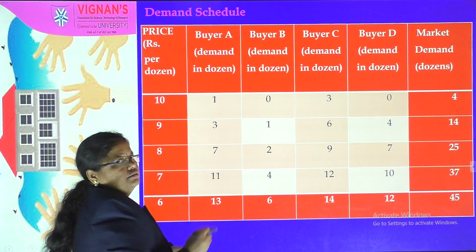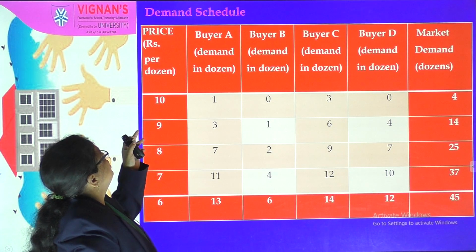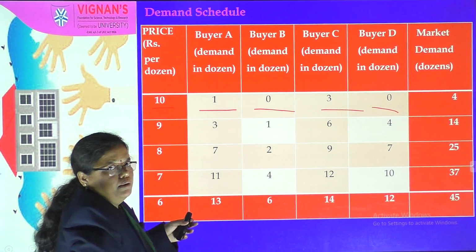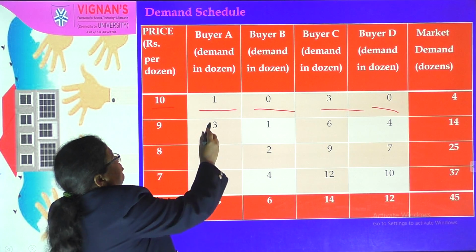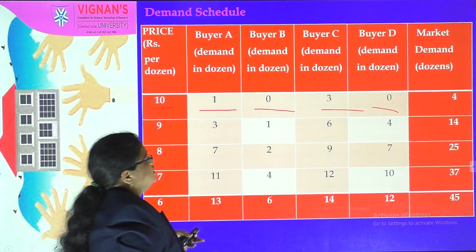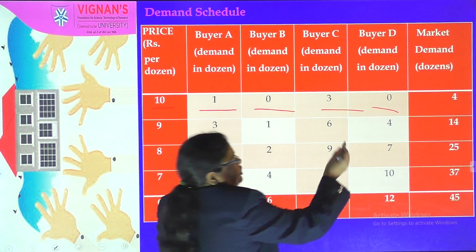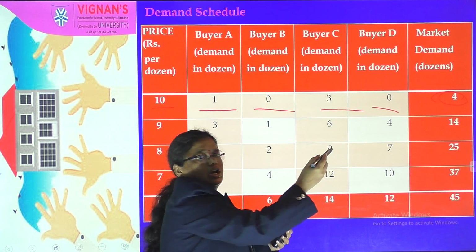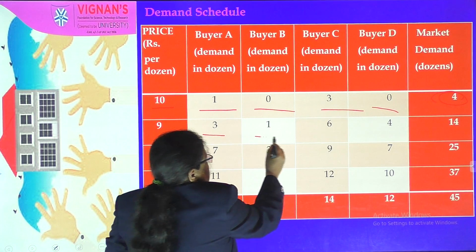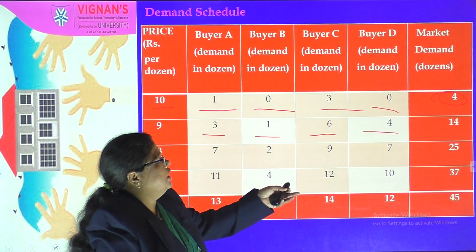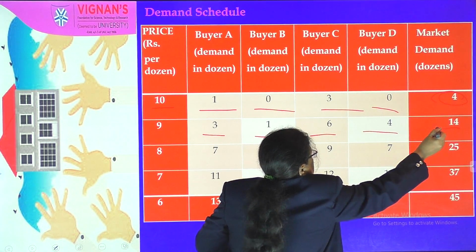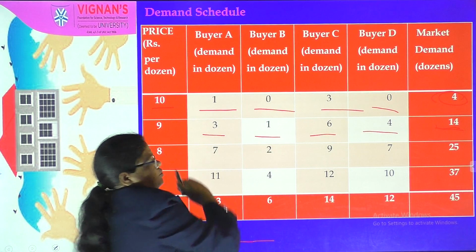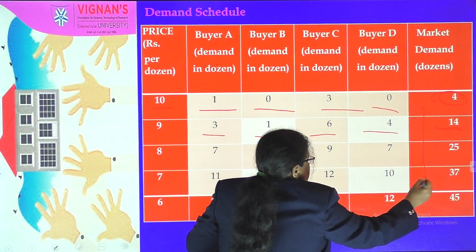Here four buyers are there, at each price. This is the banana price. At 10 rupees, buyer A, buyer B, buyer C, buyer D are there. Summation of these four individual demands leads to the market demand: 1 plus 0 plus 3 plus 0 is equal to 4, and so on. These are the individual demands at each possible price, whereas these are the market demands.